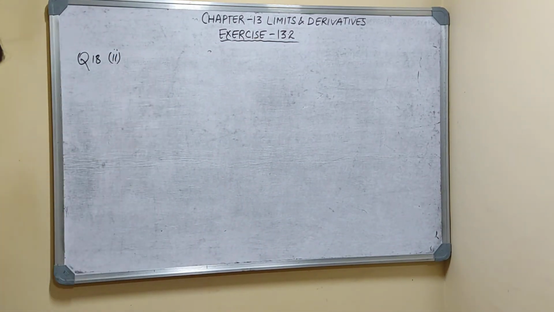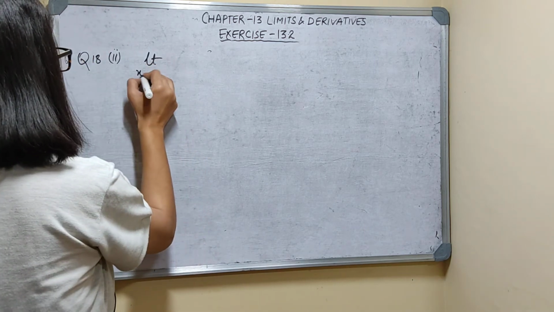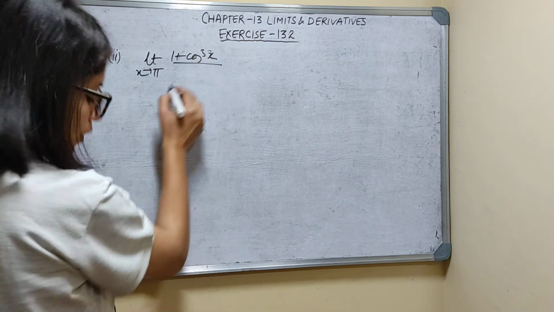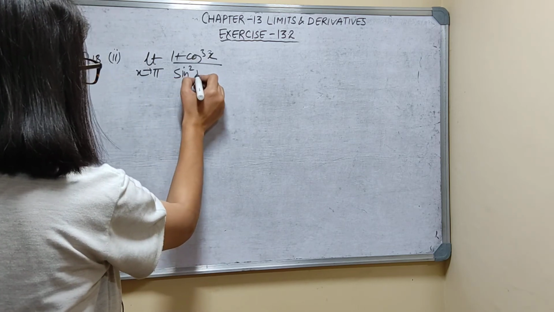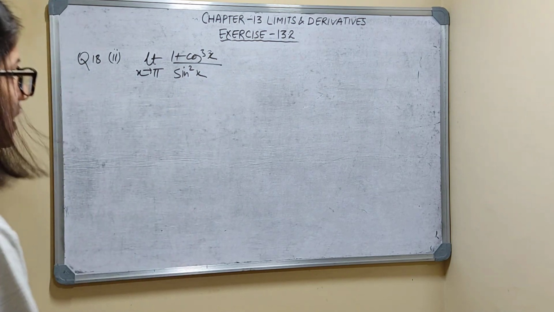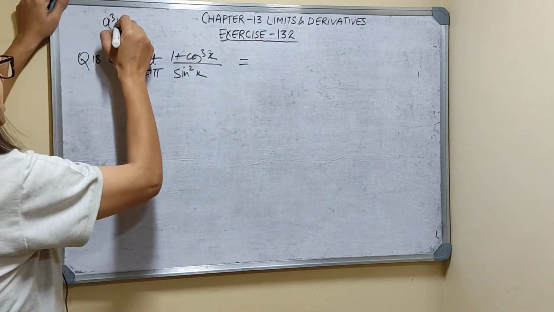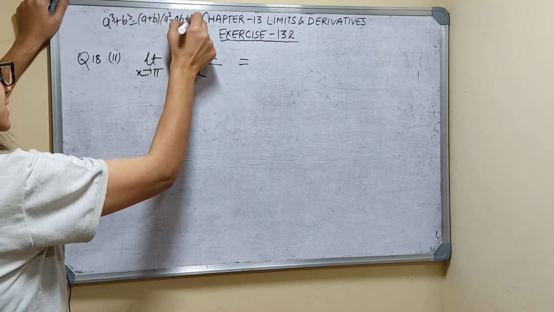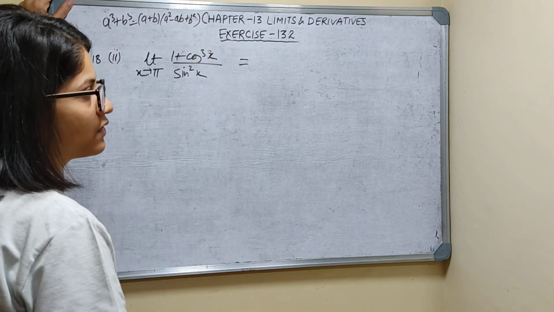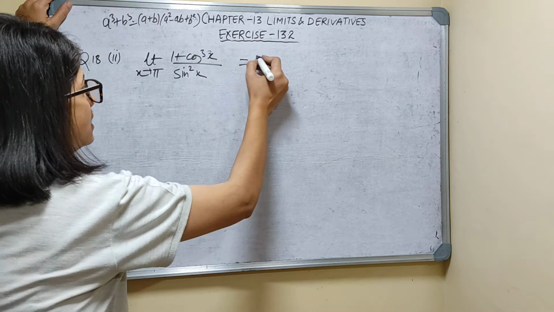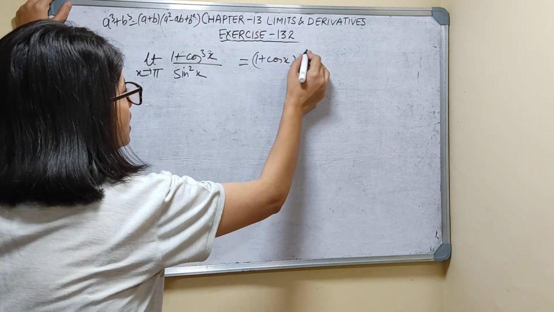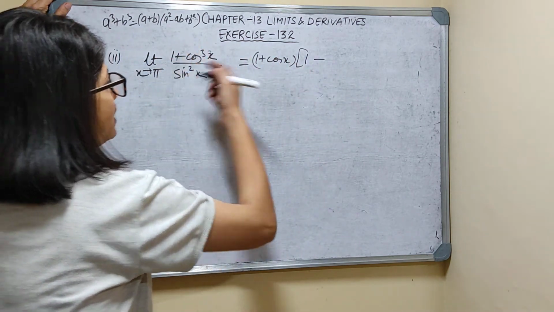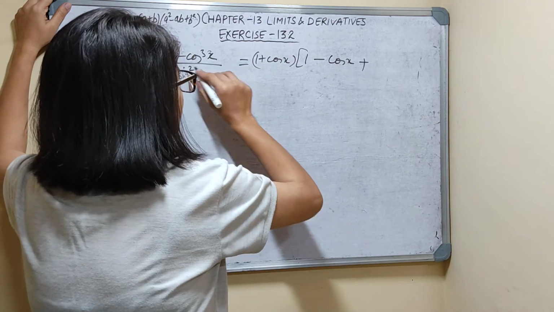Now question number 18, second part. You can see the limit as x tends to pi of (1 plus cos cube x) upon sin square x. I know one formula: a cube plus b cube is equal to what? (a plus b) into (a square minus ab plus b square). So 1 plus cos cube x is 1 cube plus cos cube x, so (1 plus cos x) into (1 square minus 1 into cos x, that is cos x, plus cos x whole square).